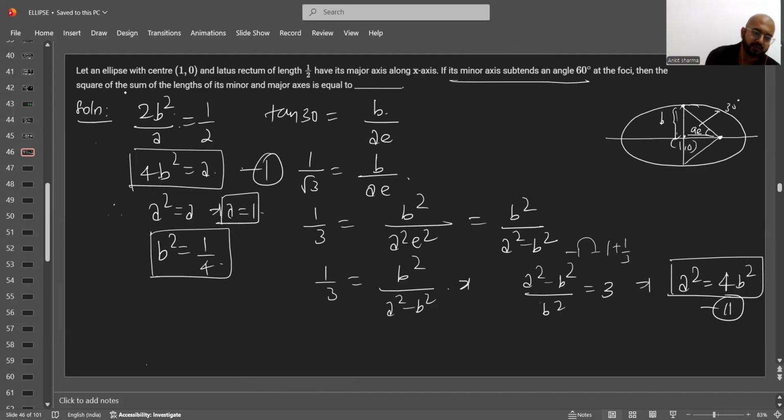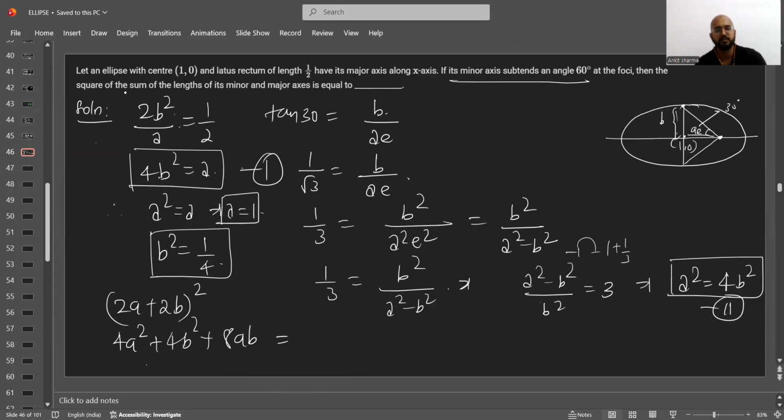Now a is 1 and b square is 1 by 4. So I need the sum of the lengths of its major and minor axes. Okay, so this is the same. So I need (2a plus 2b) square. So this one now we can write down here: 4a square plus 4b square plus 8ab. This would be 4a square is 4, plus 4b square is 1, and 8 times a is 1 and b is 1 by 2. So this gives me 9. So the answer should be 9 then.